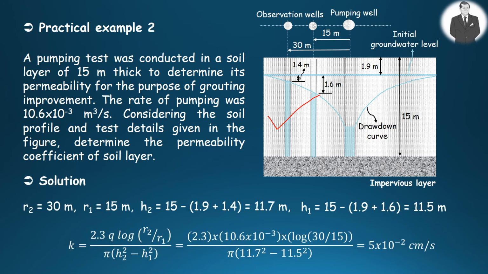Since the test is carried out under unconfined condition, the related equation should be used, as shown here. Putting the related values in this equation, we get the permeability of soil subjected to the pumping test, which is around 5 times 10 to the minus second power centimeter per second.